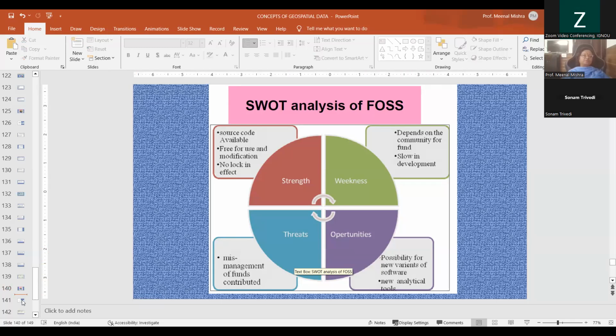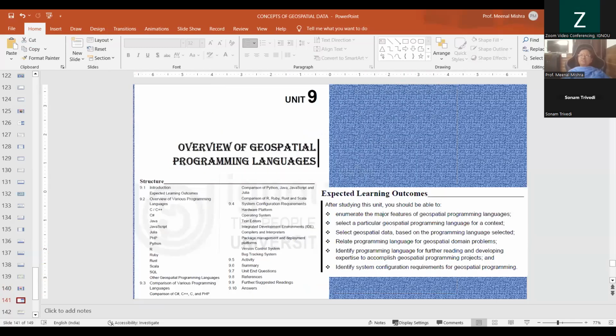Now, the last unit of this. See, PGCGI students don't have this unit. So this is only for the DGI and MSCGI students. The last unit, that is unit 9, is an overview of geospatial programming languages. We don't have much time left to discuss this.